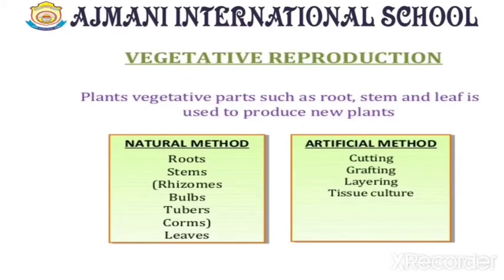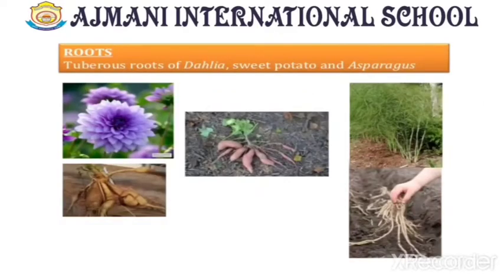Now let's move to the new topic, which is vegetative reproduction. It is a type of asexual reproduction only. When new plants develop from vegetative parts of the plant such as root, stem and leaves, it is considered as vegetative propagation, and this propagation may be natural or artificial as well. The natural method includes the involvement of roots, stems and leaves, whereas the artificial can be done by cutting, grafting, layering and tissue culture.